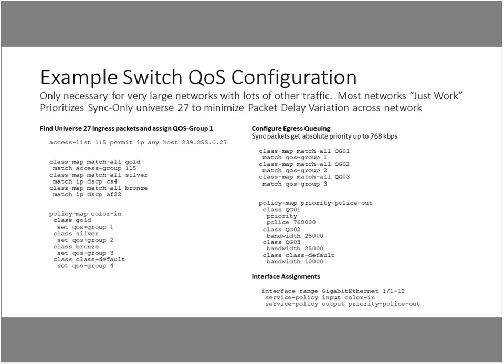I threw this in as an example, early on we talked about prioritizing universe 27 if it's a sync-only universe. I threw in an example of how to do this, mostly so you would have it for reference if you need it. Most networks will never need this. Most of the time, on a gigabit network, the longest packet is 12 microseconds. How many 12 microsecond delays do you have to have before a human can see it? The answer is a lot.